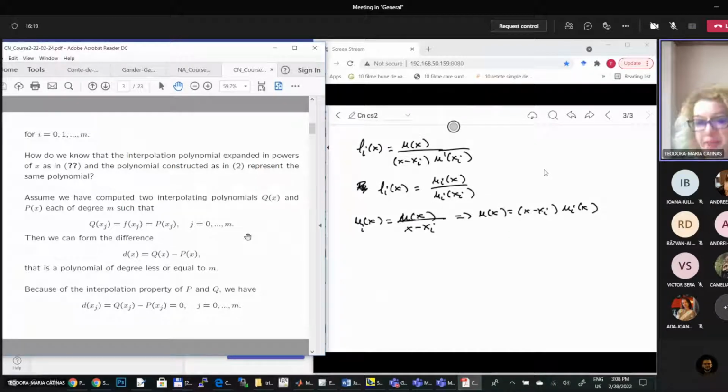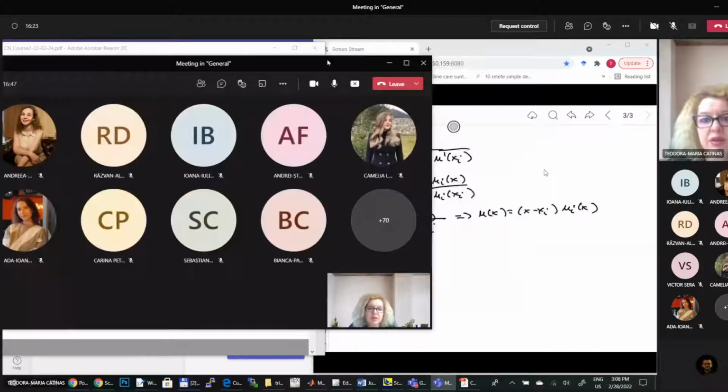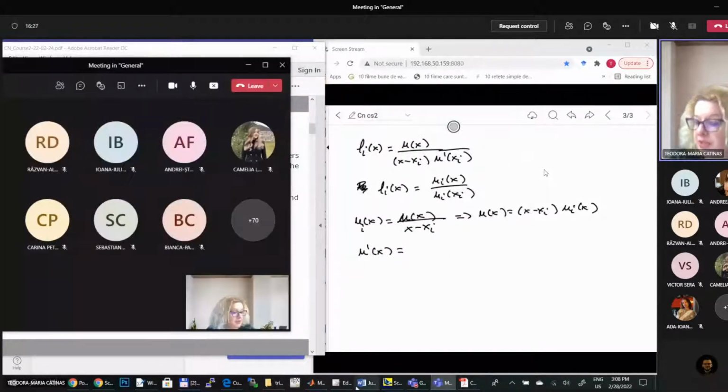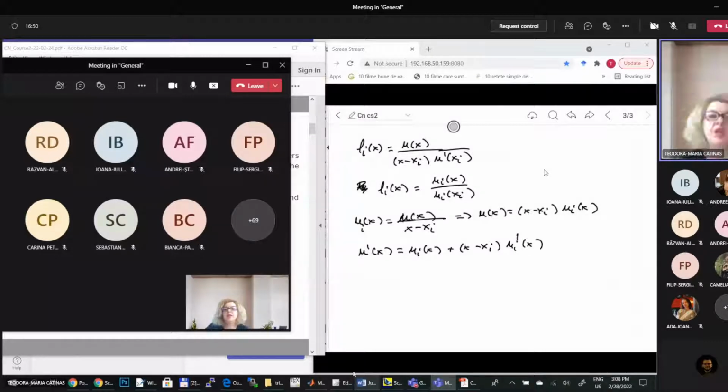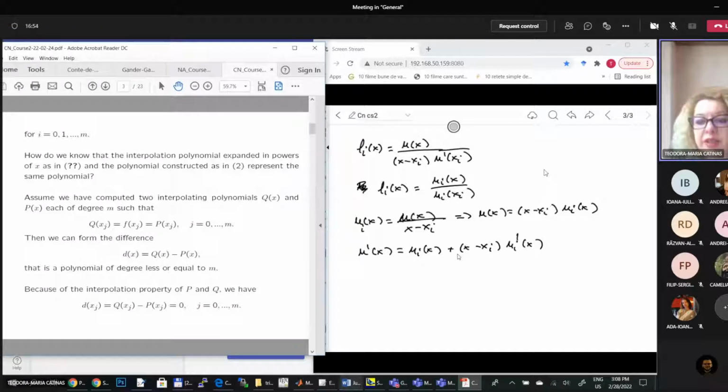The derivative of u will be, could you tell me? The derivative of u is, somebody? ui of x plus the derivative of ui times x minus xi. Yes, thank you. Good. So we have this equality. And if we take the derivative of u at xi, we will get that it is equal to ui of xi. So we have proved that ui of xi is the derivative of u at xi.